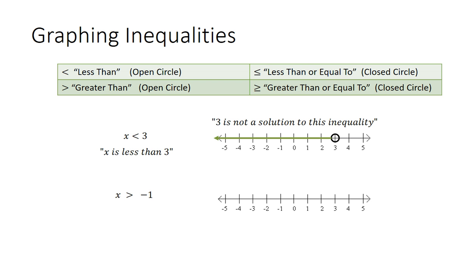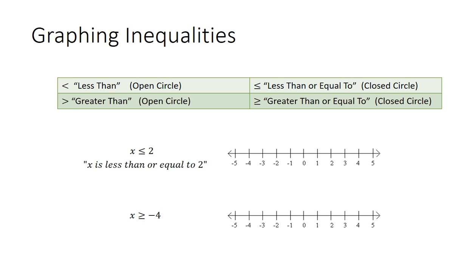Next, we have x is greater than -1. So that's going to be an open circle at -1, which means that -1 is not a solution to this inequality. And then since it's greater than, we're going to be shading everything that's above and greater than -1. So that's what the graph is going to look like for this inequality.